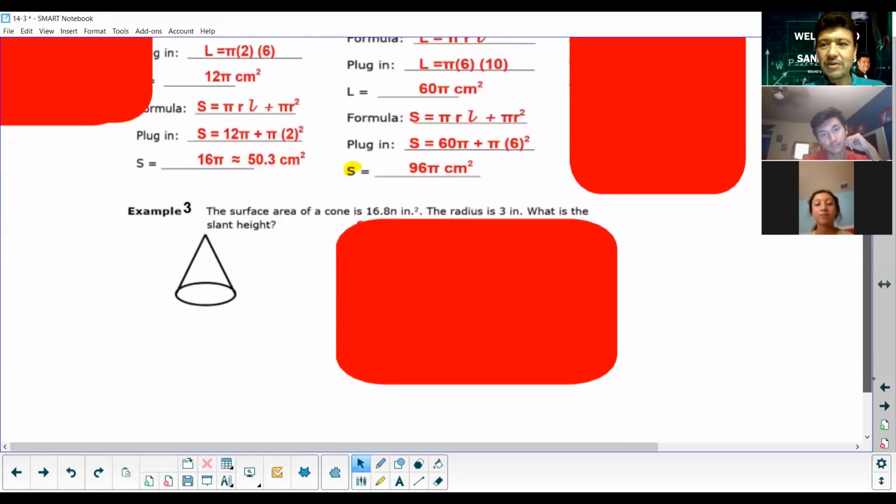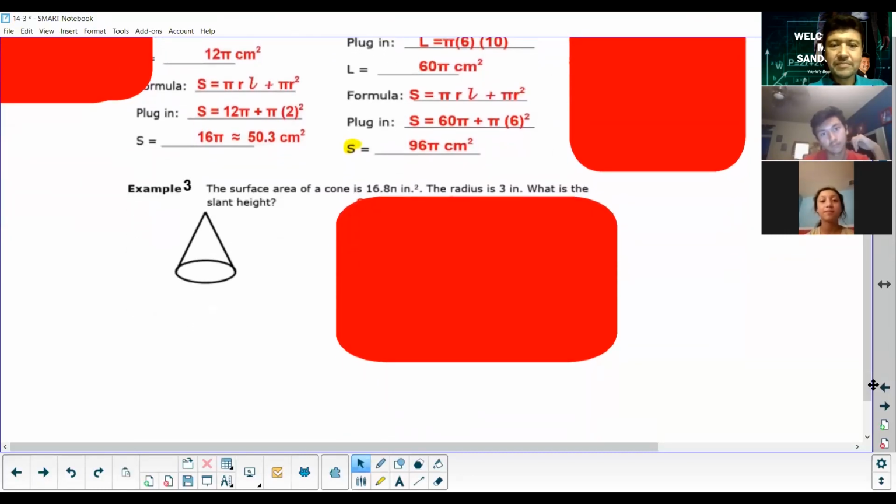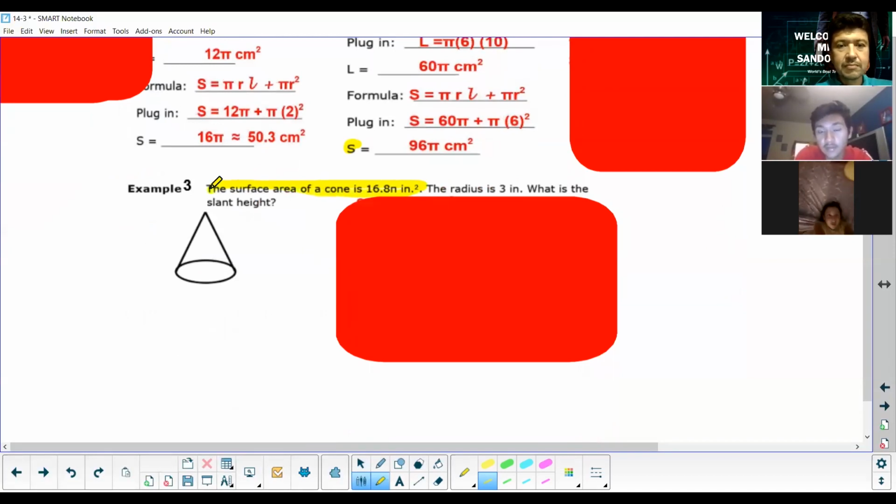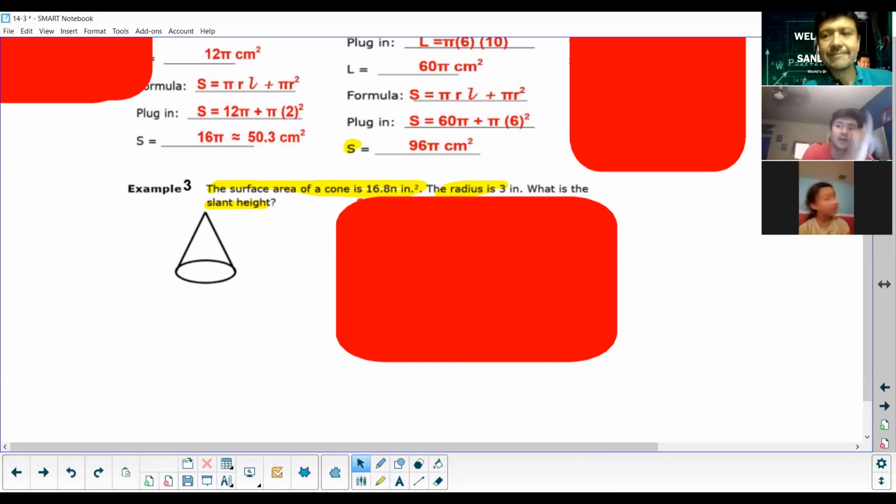All right, Marcus, why don't you go ahead and lead us through example 3? Or read it to us. The surface area of a cone is 16.8 pi inches squared. The radius is 3 inches. What is the slant height? All right, good. What's new about this one? You're given the surface area, but you're not given the slant height, or even the height at all. All right, good. How can I go ahead and solve for example 3?